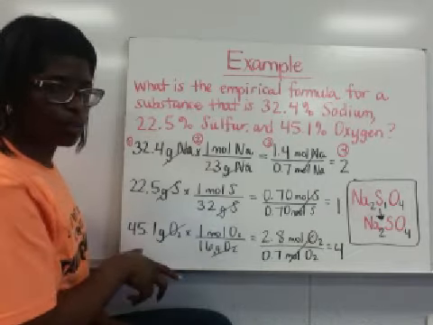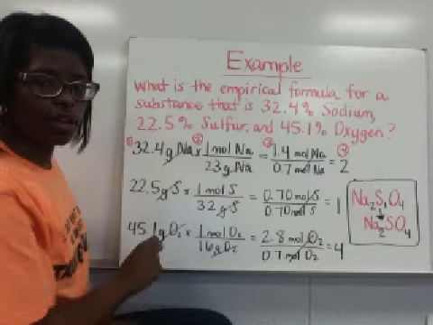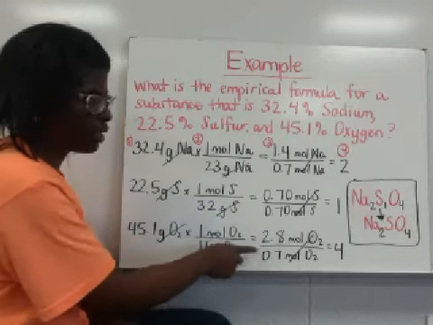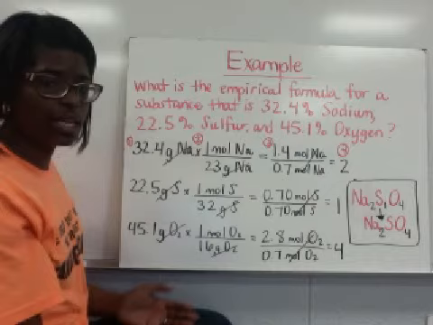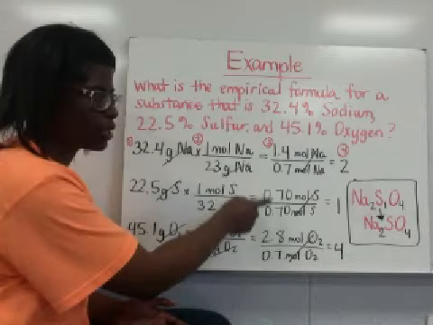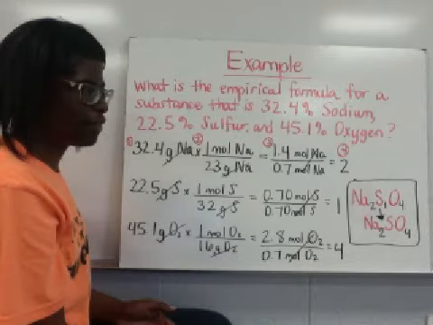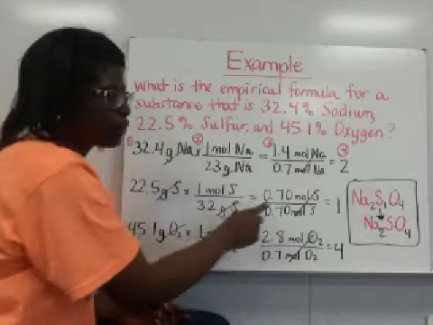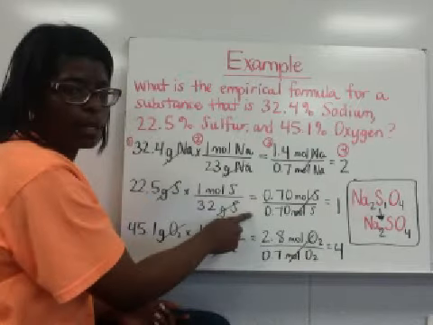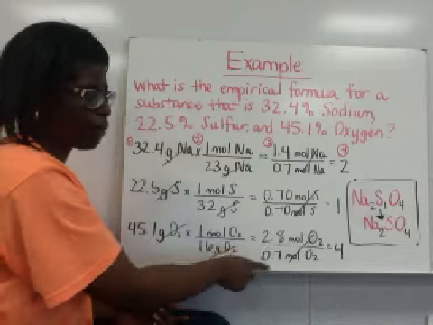So that's step 2. Step 3, we're going to identify the smallest number. So of 1.4, 0.7, and 2.8, obviously 0.7 is the smallest, so each number is going to be divided by 0.7. So 1.4 divided by 0.7 gives you 2. 0.7 divided by 0.7 is 1, and then 2.8 divided by 0.7 is 4.